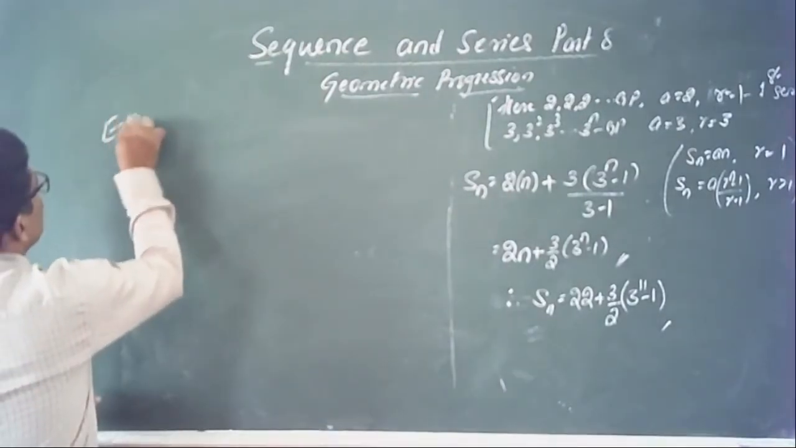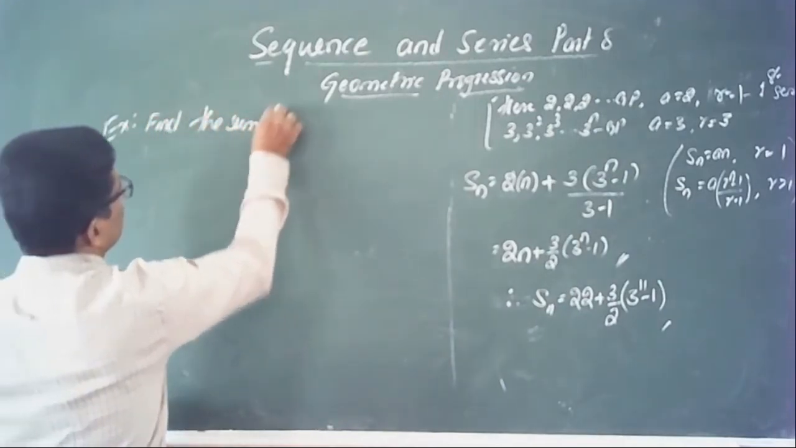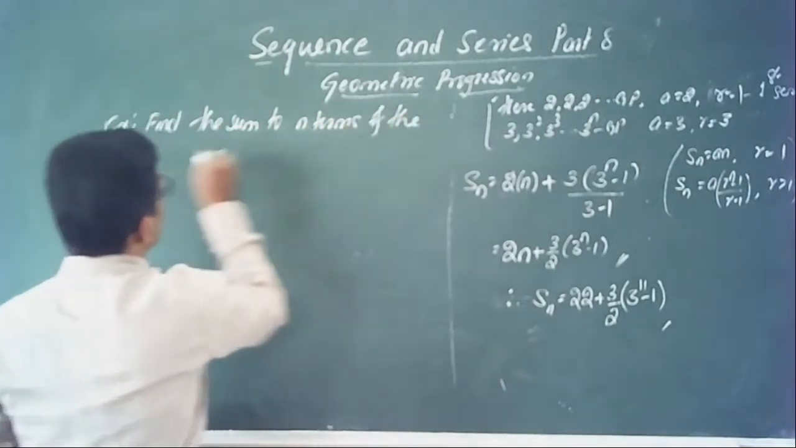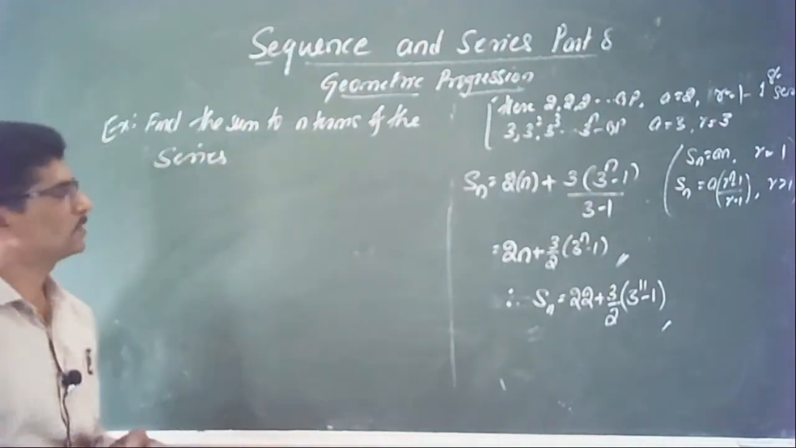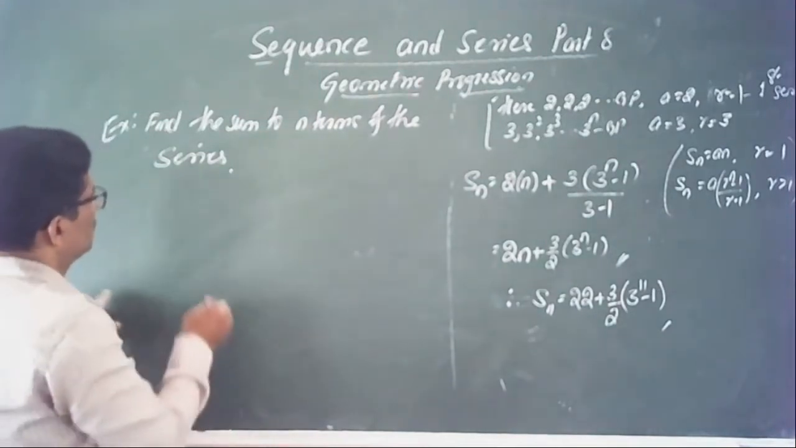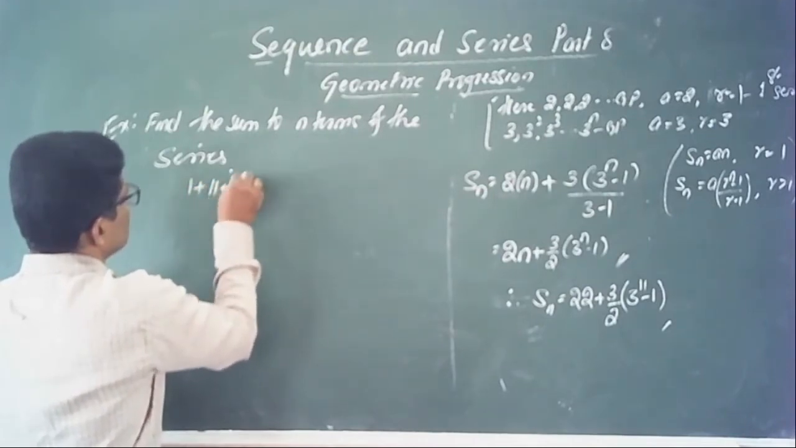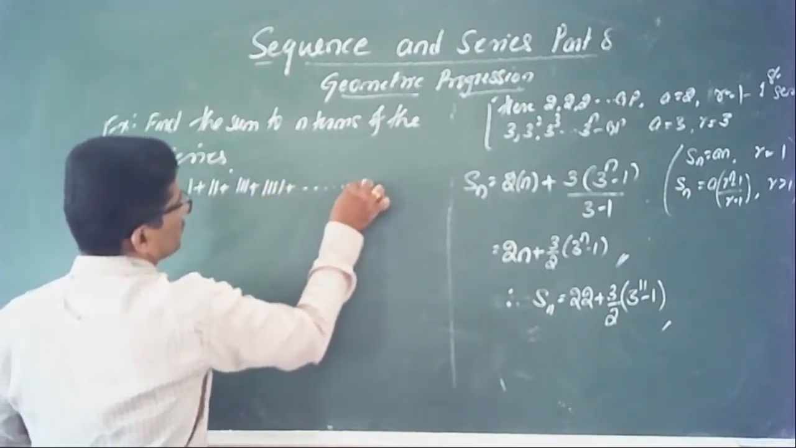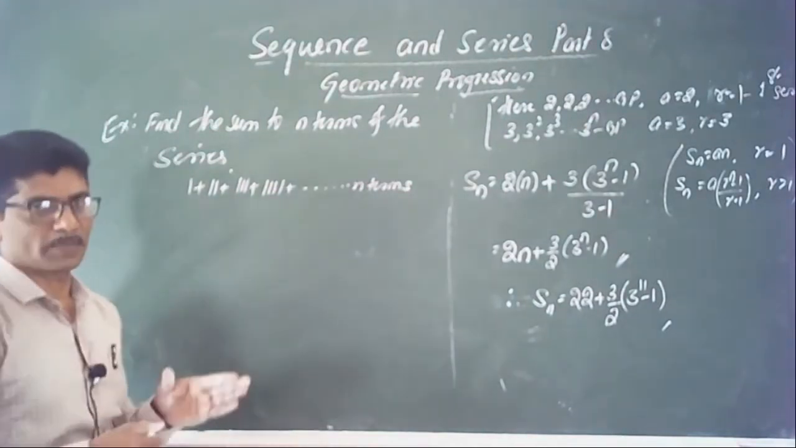Find the sum to n terms of the series. Now, a series will be given, usually 4 or 5 problems. I give one example. Suppose 1 plus 11 plus 111 plus 1111 up to n terms. It's clear? These are very simple problems.